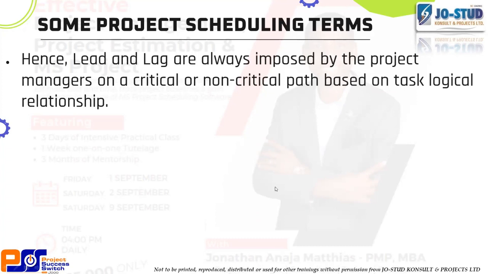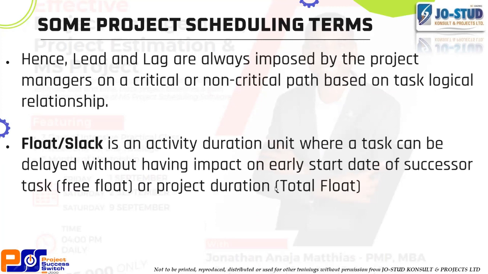If you need to impose leads, now lead is advancing successor tasks, you do it on your critical path. It's better because it saves you time. If you impose too many lags on your critical path, you'll be taking too much risk with your project end date. So that's just what I want to do here. Now, float is an activity duration where a task can be delayed without having an impact on the entire project. So let me just summarize what this means.